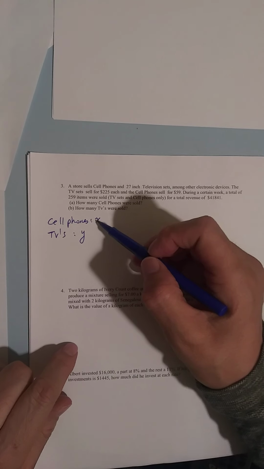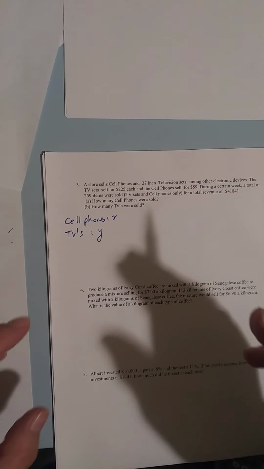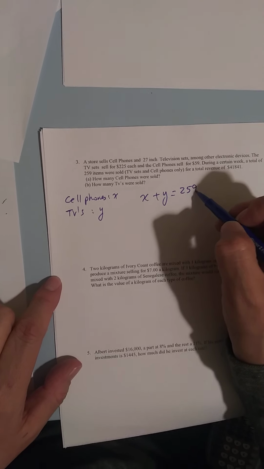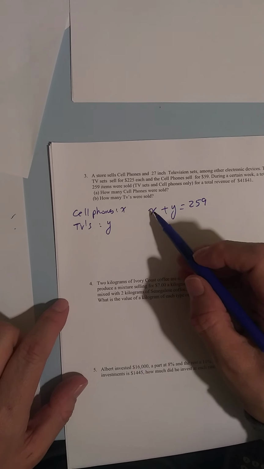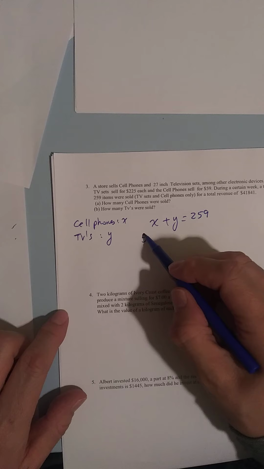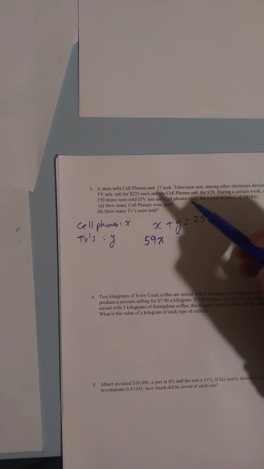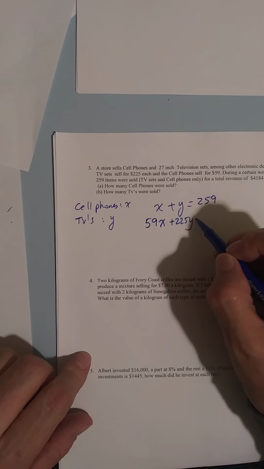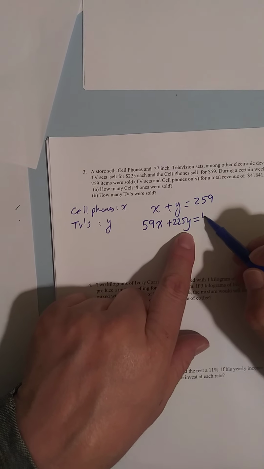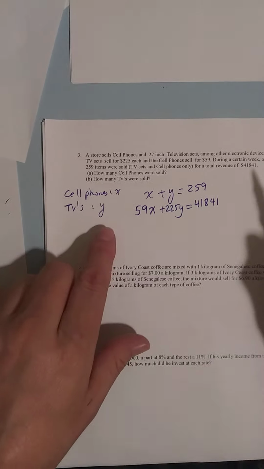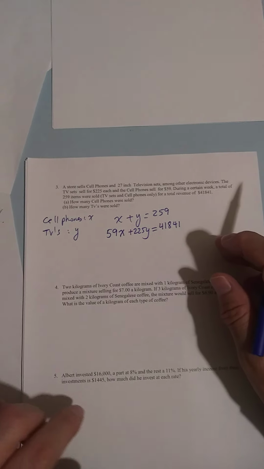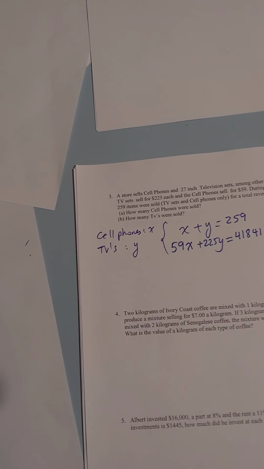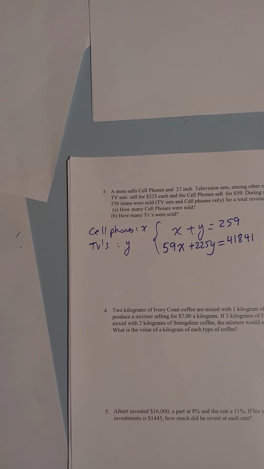Okay, I'm going to use X for cell phones and Y for TVs. The total number of items that was sold is 259. So X plus Y equals 259. Each X cost $59. That's a cell phone. So 59 times the number of items sold, 59X. Each Y, which was a TV, cost $225. So plus 225 times the number of TVs sold, which is Y, and the total revenue is 41,841. So that means they made 41,841. They sold 259 items. We have a system of two equations in two unknowns, and we can solve it by any method we want. We can use addition, substitution, any method.